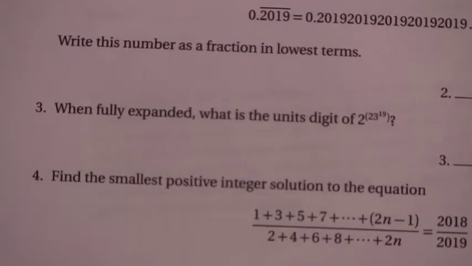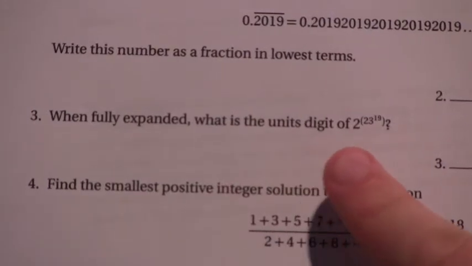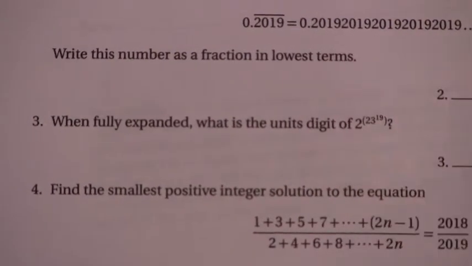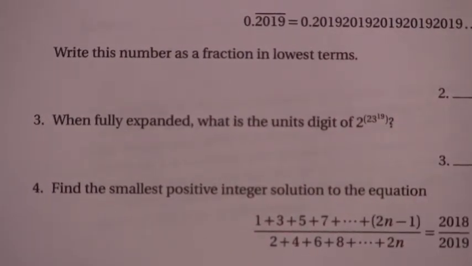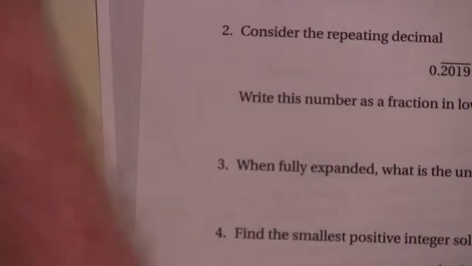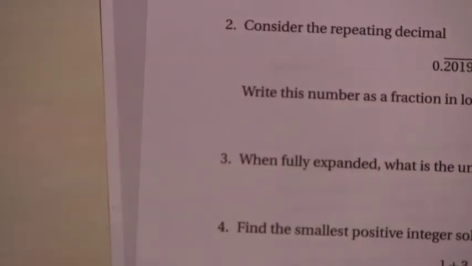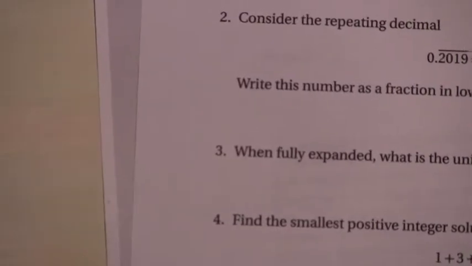Let's zoom in on this one. When fully expanded, what is the units digit of 2 to the 23 to the 19? And they've actually helpfully put the parentheses around there, but remember you evaluate from top down anyway. So what is the units digit of 2 to the 23 to the 19?